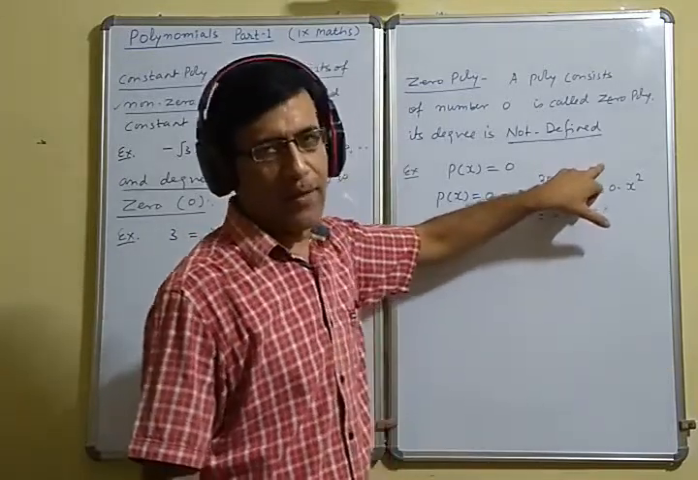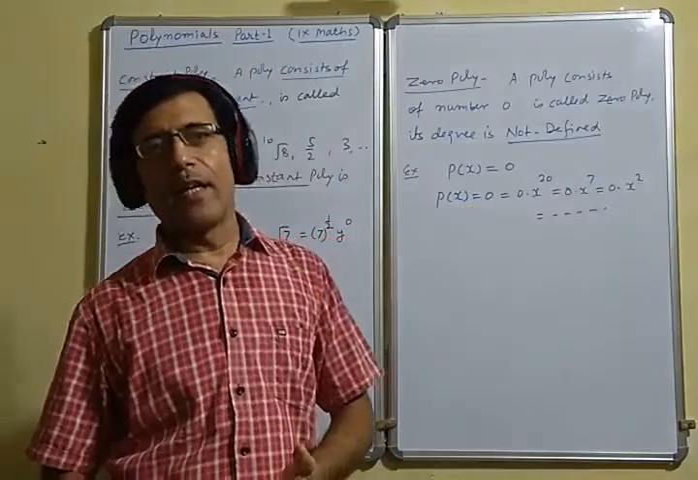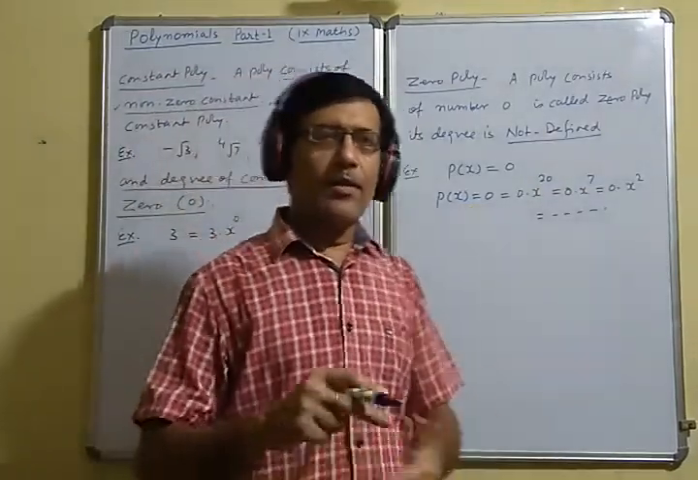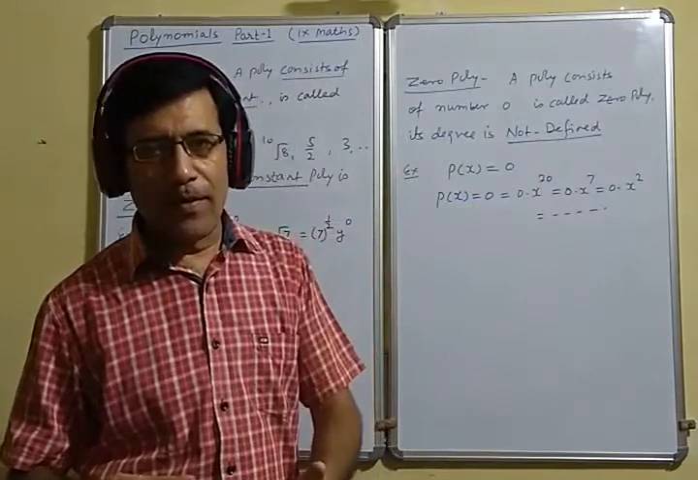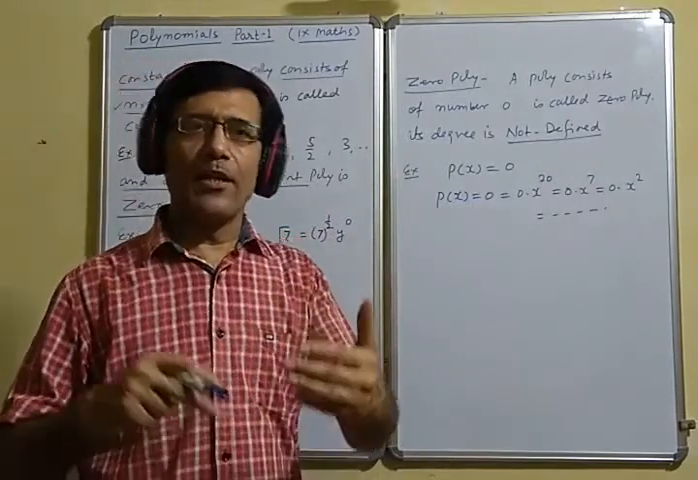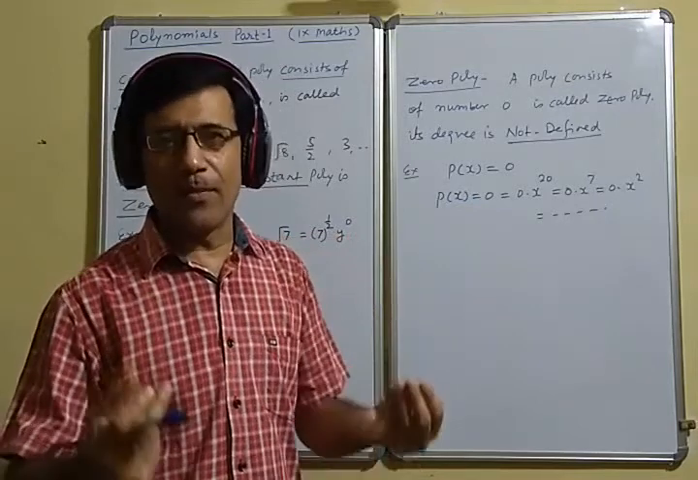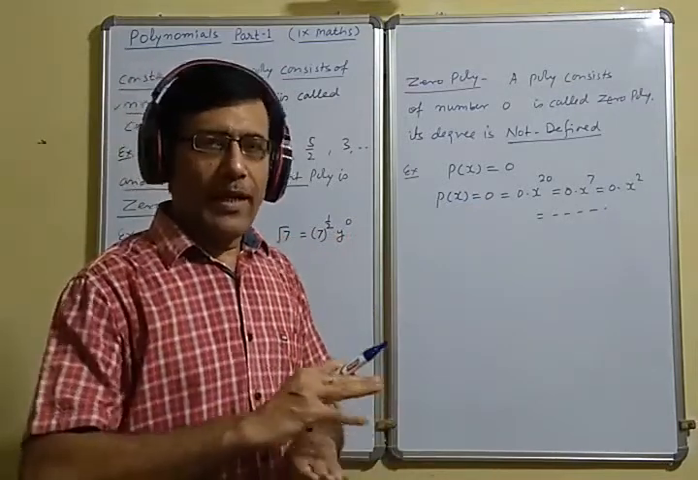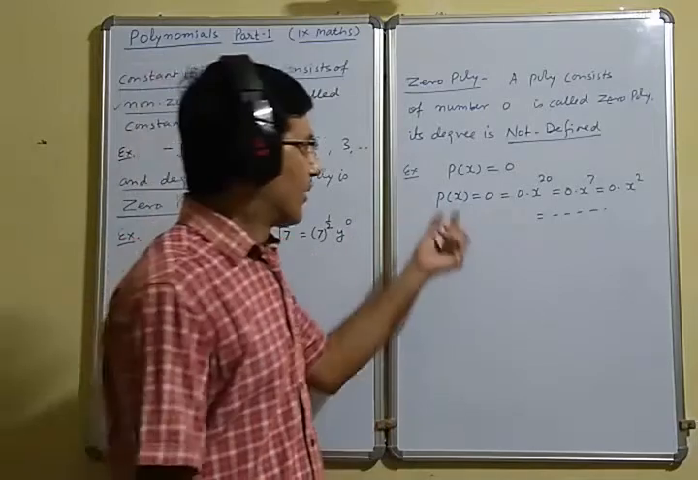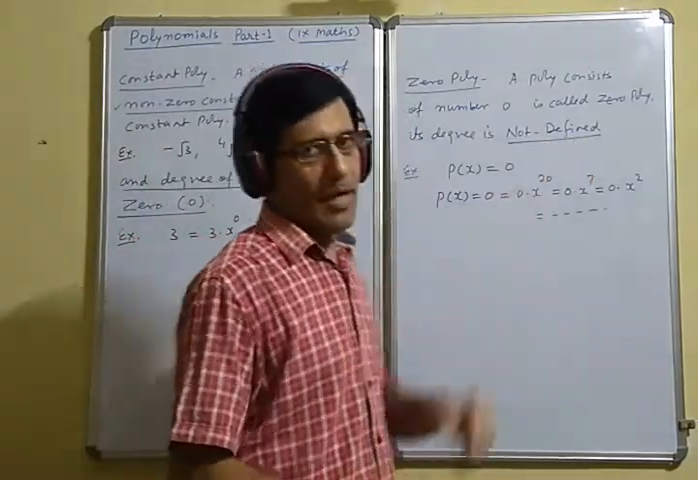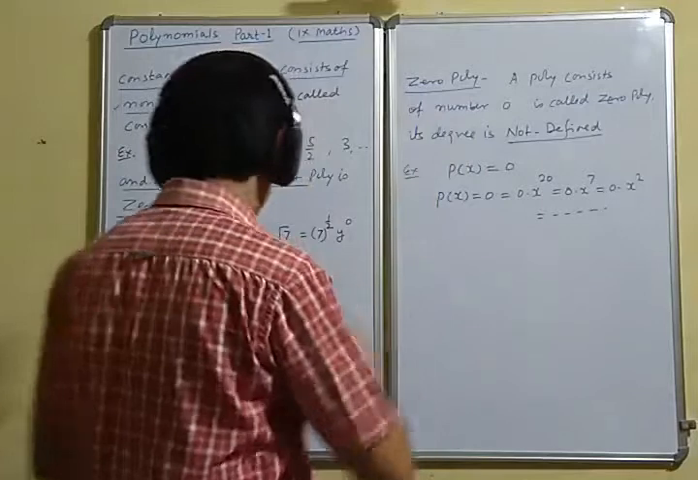So the degree is not defined, because 0 can be written as 0 into x raised to power 7. 0 can also be written as 0 into 1, 0 into x raised to power 1, 0 into x raised to power 5, 0 into x raised to power 7, 0 into x raised to power 100. So we cannot define its degree. That means degree is not defined in case of the zero polynomial.